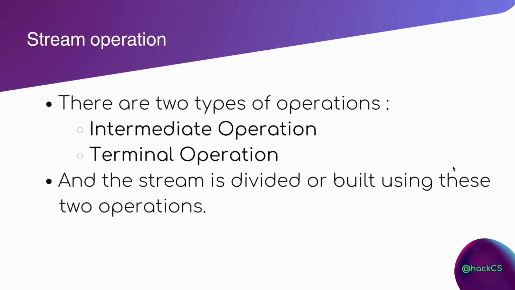Whenever you are writing a Java stream pipeline, and Java stream was introduced in Java 8 version, the stream consists of two elements. The first element will always be the intermediate operation and the ending element will always be the terminal operation. So whatever stream pipeline you have created, it consists either of intermediate operation or terminal operation or both of them.